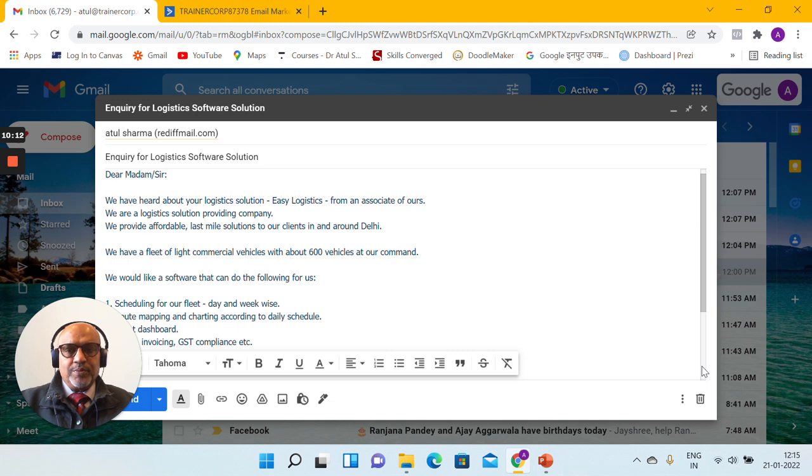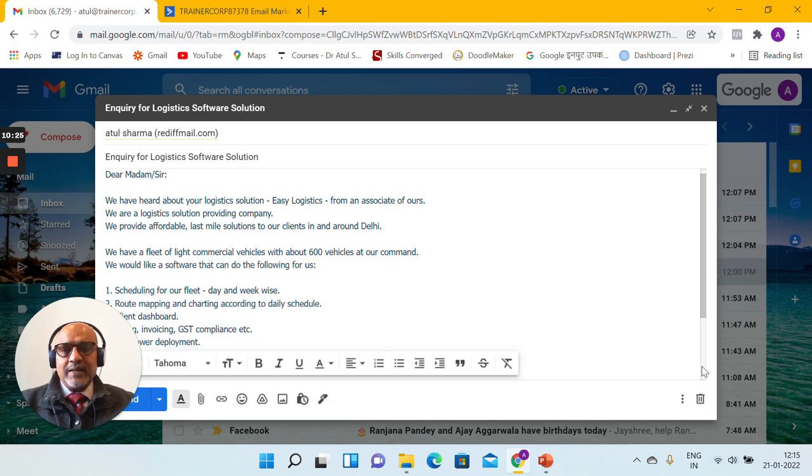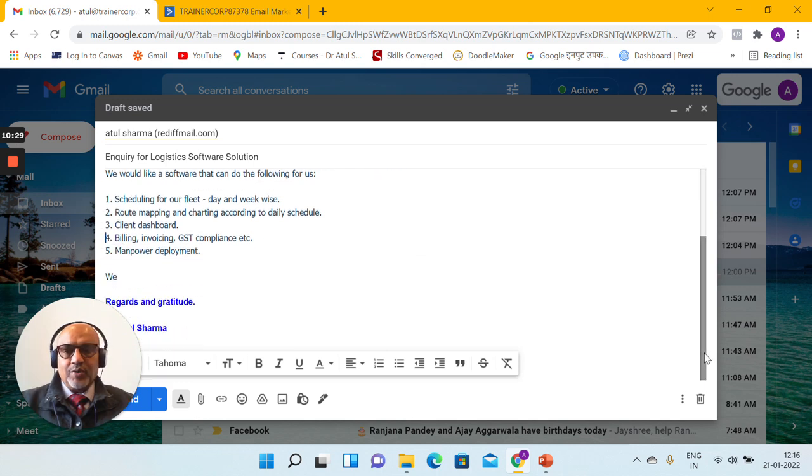We are a logistics solution providing company. We provide affordable last mile solutions to our clients in and around Delhi. We have a fleet of light commercial vehicles with about 600 vehicles at our command. We would like a software that can do the following for us: scheduling for our fleet day and week wise, route mapping and charting according to daily schedule, client dashboard, billing, invoicing, GST compliance, etc., manpower deployment.